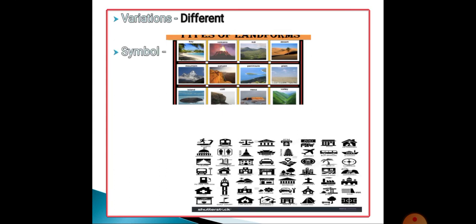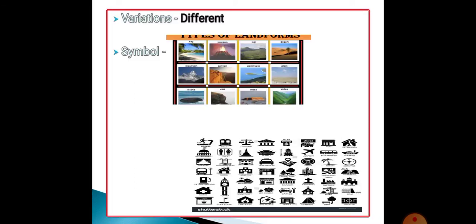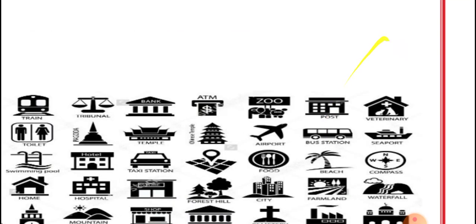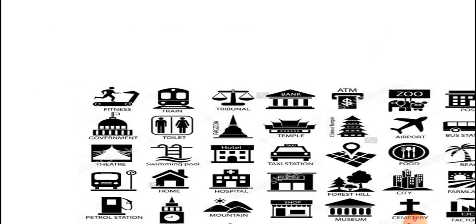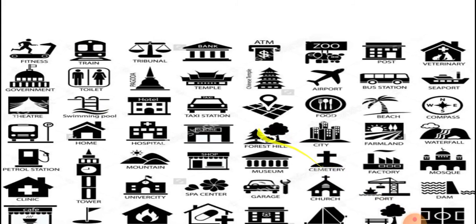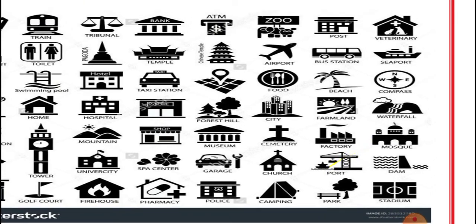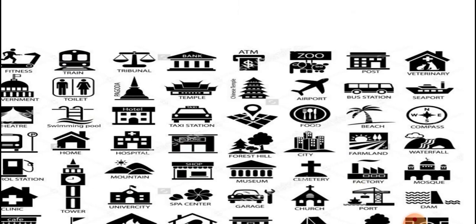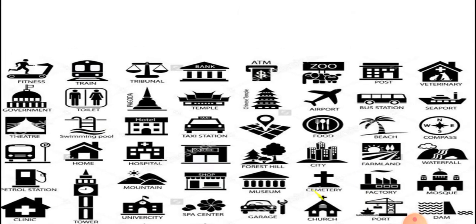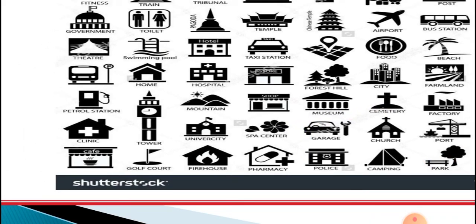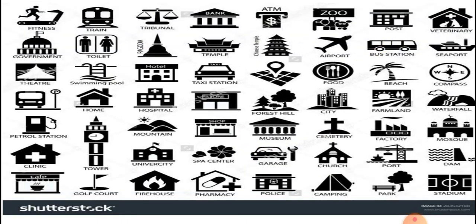Symbols are marks. So do you see the symbols? Let me zoom in for you. So there are different symbols used in order for us to locate the place which we want to locate on maps. So you can see food, you can see airplane, airport. So there are different locations, different symbols being used for that. Yes? Okay. Let's reduce the screen.